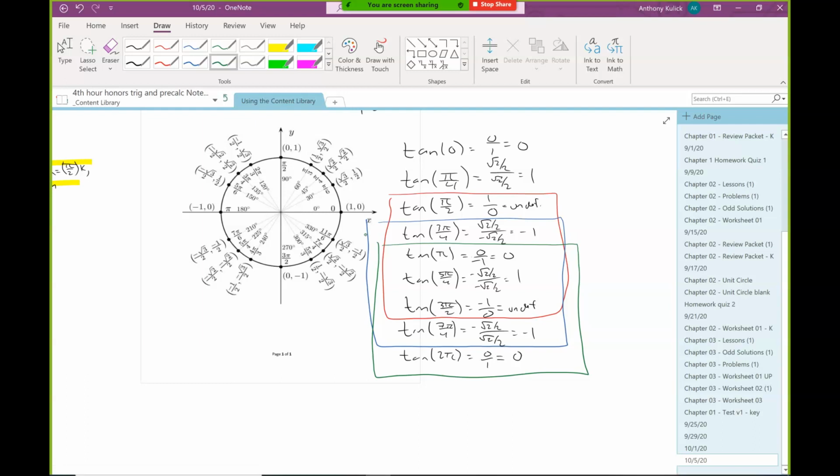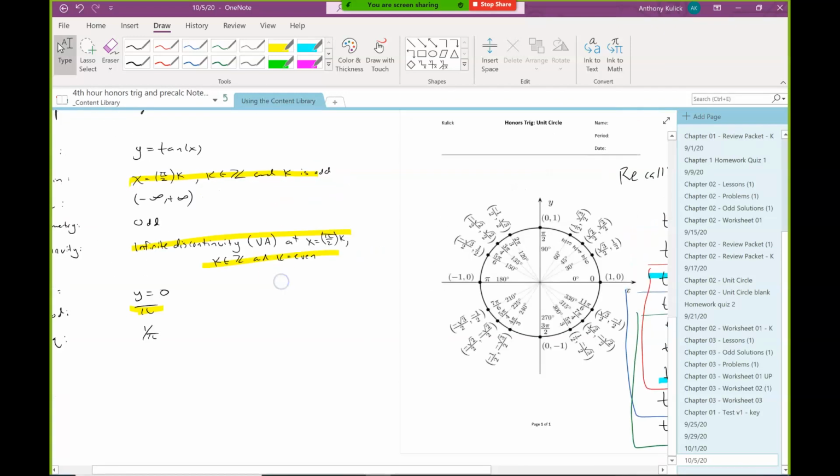Is that okay? Furthermore, notice that at pi over 2 we have an asymptote, and at 3 pi over 2 we have an asymptote. Oh, shoot. That should be not equals 2, so this has to be odd. My apologies, that's a big oopsie.